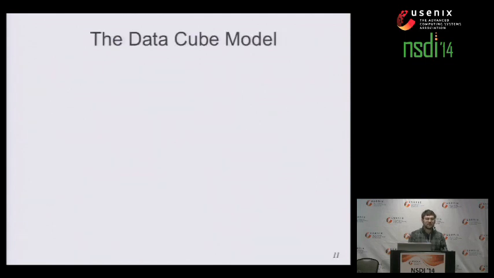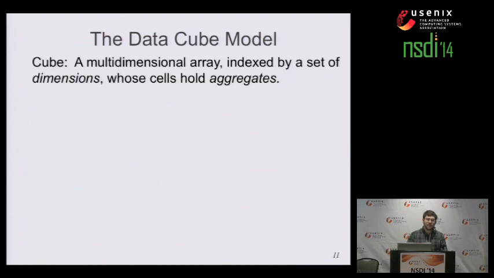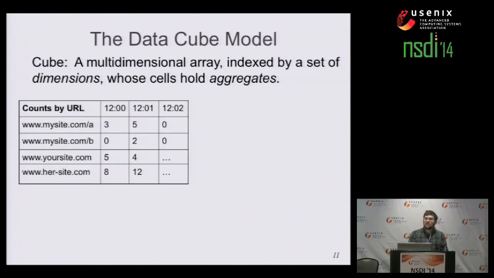And the API that is going to give it to us is what's called a data cube. A data cube is a multidimensional associative array, where the dimensions can be arbitrary types and the values are aggregates. Let me give you an example. Suppose you have this question about counts by URL. The way you would represent this with a data cube is to have one dimension which is time and another dimension which is URL. And then each cell holds the count for that particular time.